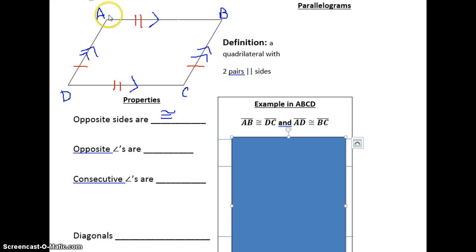And the reason why that is because if those are parallel, they're always going to be the same distance apart. They're not getting closer or getting further away. They're always the same distance apart. So it always works out that way. Okay. All right, the next two properties deal with the angles.